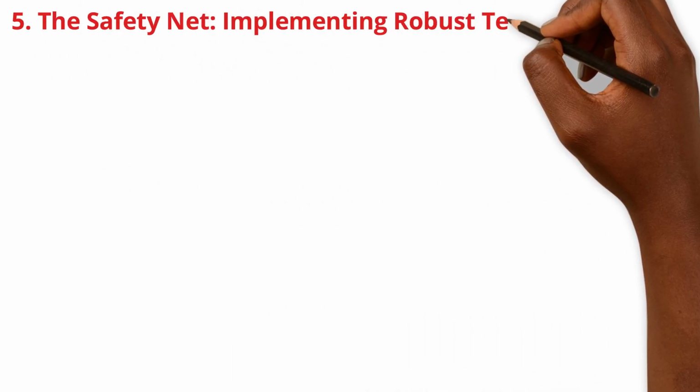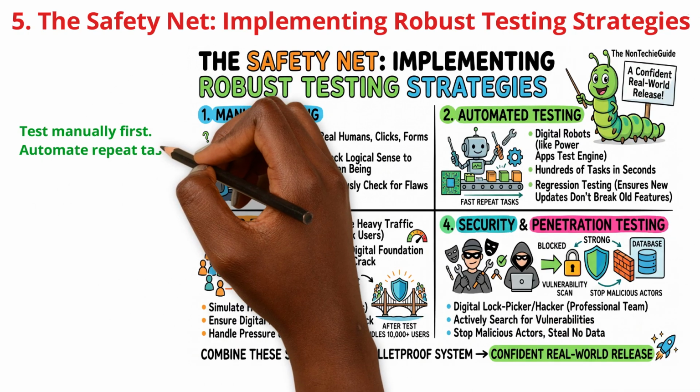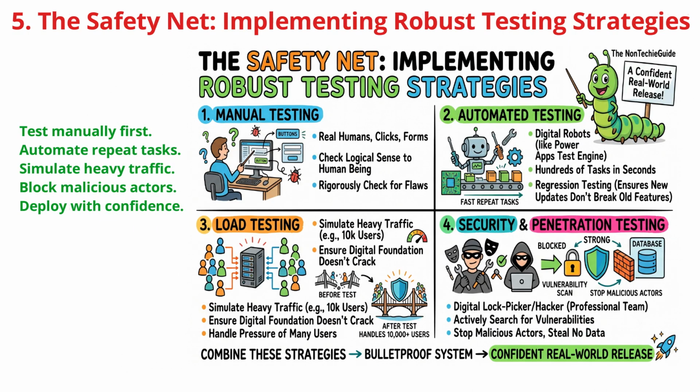Let's sketch out the skeleton of a bulletproof testing strategy for your Power Platform applications. You would never buy a car without crash testing it, and your software is no different. First, we use manual testing to ensure the app actually makes human sense. Next, automated testing brings in digital robots for lightning-fast regression checks.